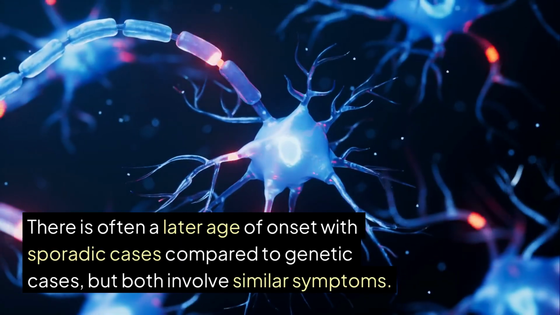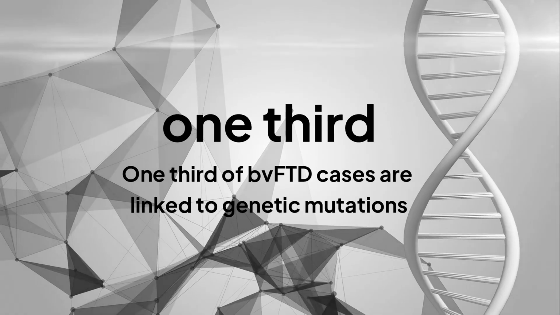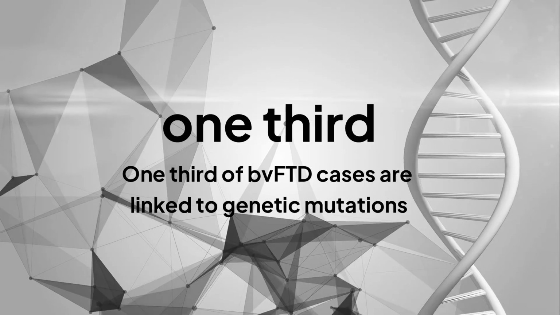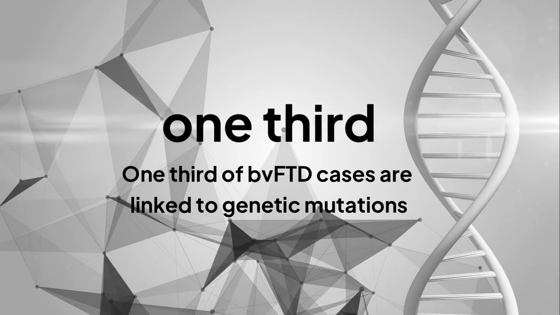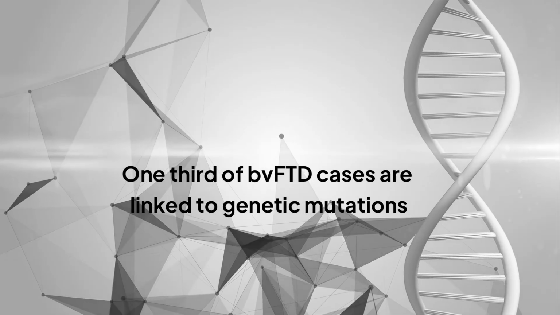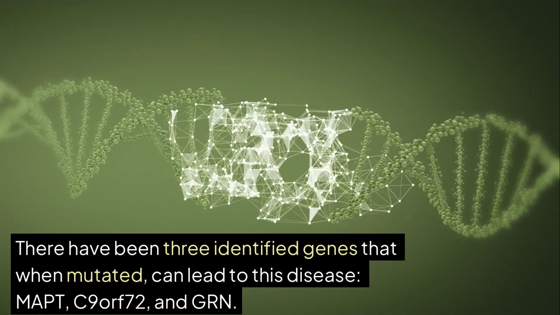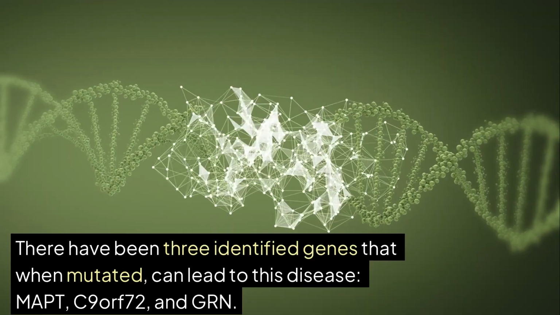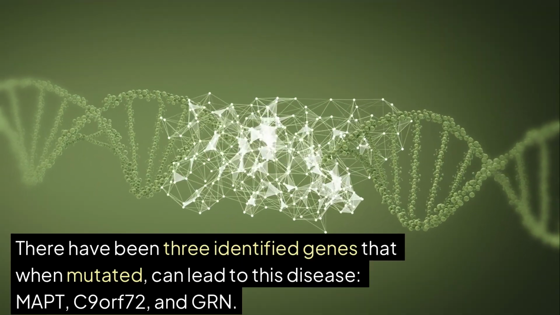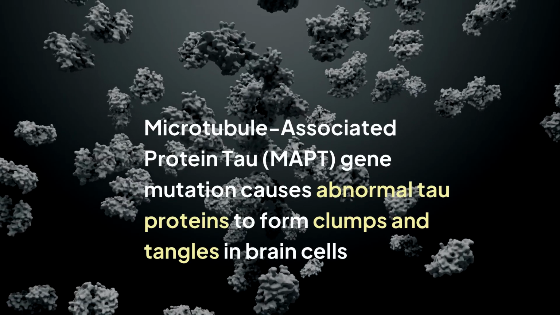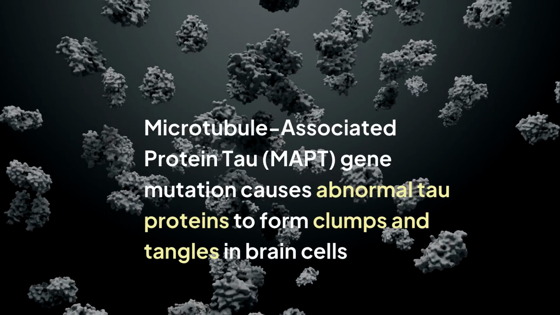similar symptoms. 1/3 of cases are related to genetics or autosomal dominant mutation, meaning a person only needs one mutated gene from their parent to be affected. There have been 3 identified genes that, when mutated, can lead to this disease: MAPT, C9orf72, and GRN. The first one is the microtubule-associated protein tau, MAPT.